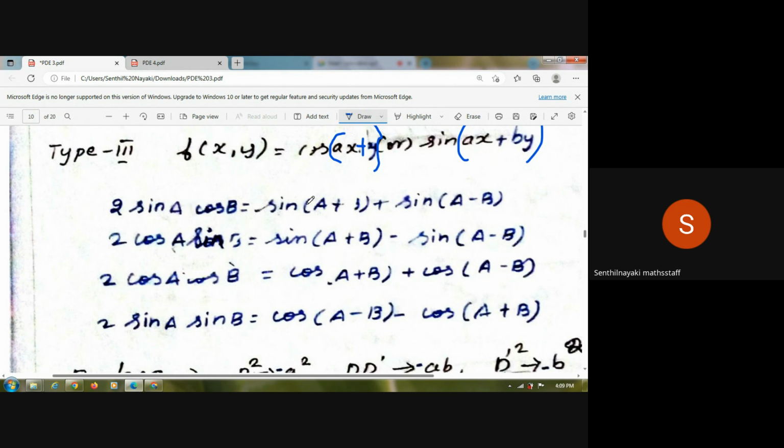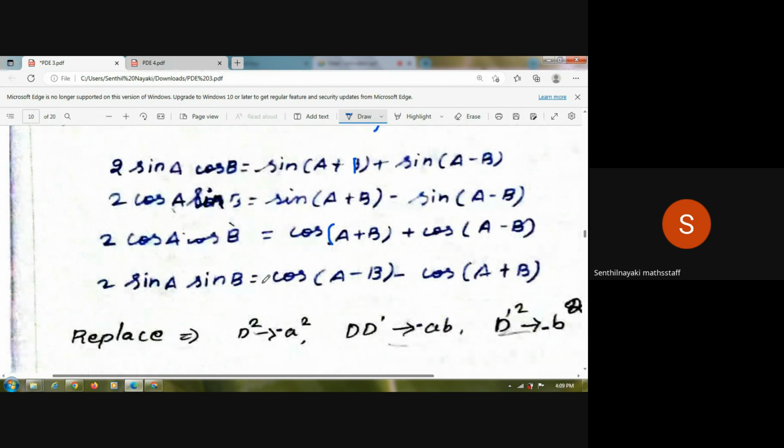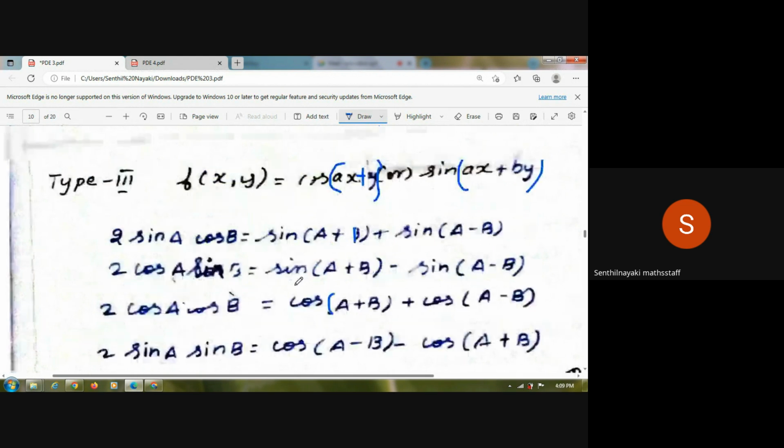2 sin a cos b is sin(a plus b) plus sin(a minus b). 2 cos a sin b is sin(a plus b) minus sin(a minus b). 2 cos a cos b equals cos(a plus b) plus cos(a minus b). 2 sin a sin b equals cos(a minus b) minus cos(a plus b).